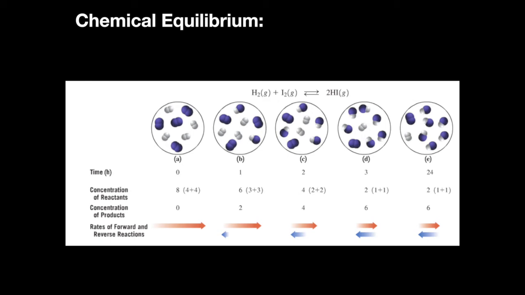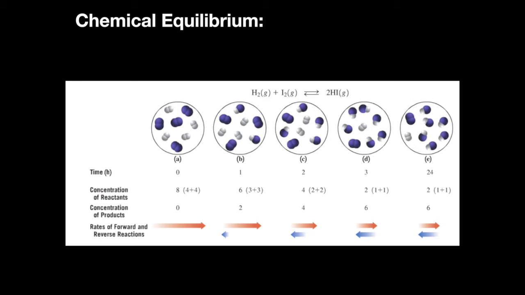Now, that does not mean that at chemical equilibrium, the concentration of H2 and I2 is the same as the concentration of HI. That's not the case. All chemical equilibrium is telling you is that the rate of the forward reaction, H2 and I2 being used up, equals the rate of HI itself being used up. So the rate of the forward and the rate of the reverse reactions are the same.